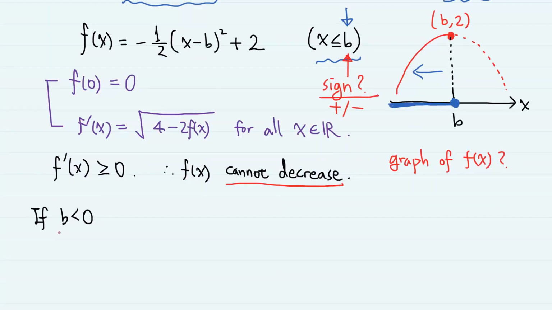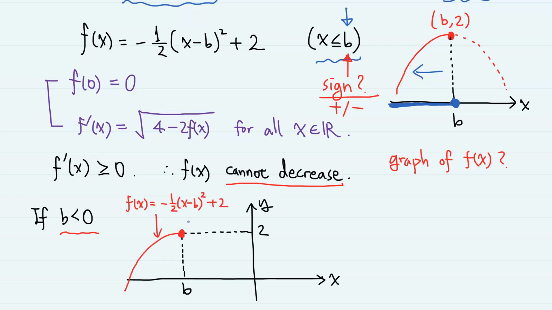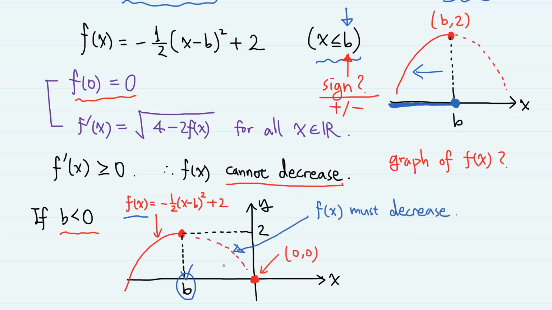First, let us consider a case where b is negative. Then when x is less than or equal to b, the graph of f(x) is given as this parabola, where this b is on the negative x side. But we have already obtained that f(0) must be 0, so the graph must pass this point, (0, 0). And since f(x) is a continuous function, this means that f(x) must decrease from 2 to 0 somewhere around here, which we all know is impossible due to this derivative condition. Therefore, b cannot be negative, so b must be positive, or at least non-negative.